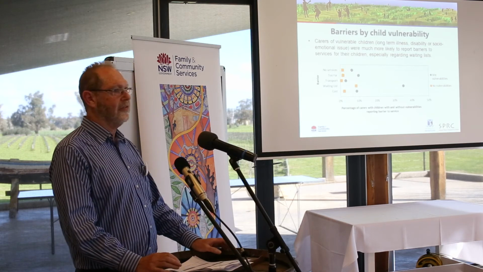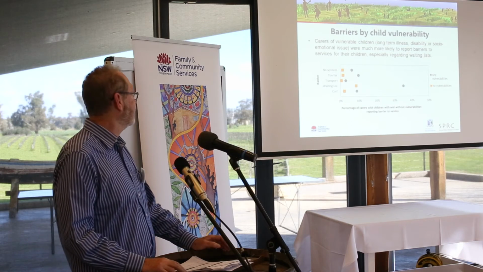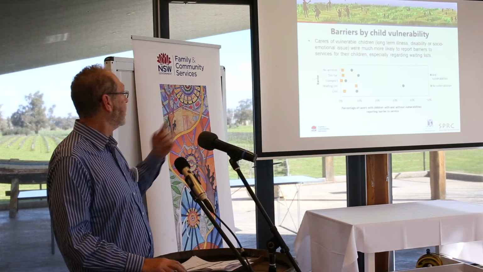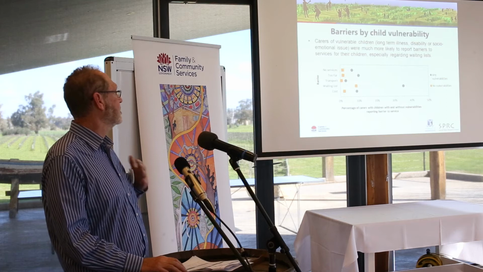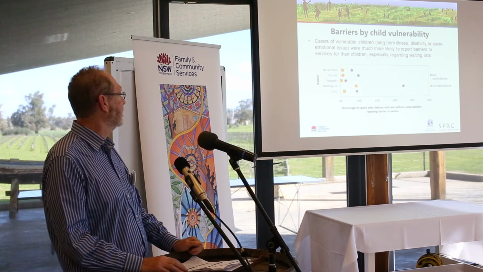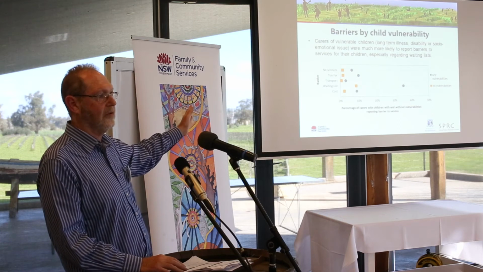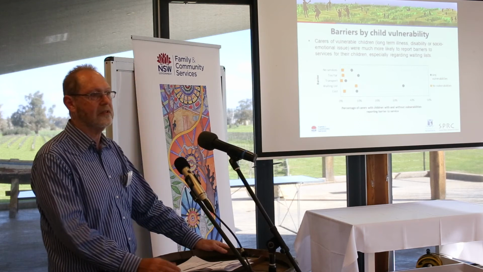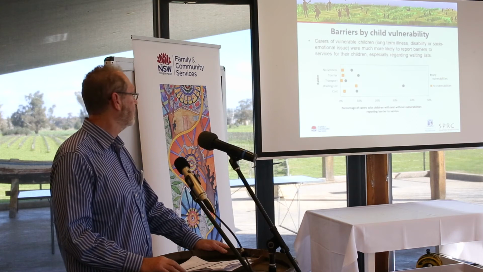This slide basically says the more vulnerabilities they've got, the more services they access, which is again what you would expect, and the more vulnerabilities, the more barriers they face, and particularly with waiting lists, huge difference. So children with high vulnerability have massive problems accessing services, and that's probably because they're accessing specialist services where there are long waiting lists.